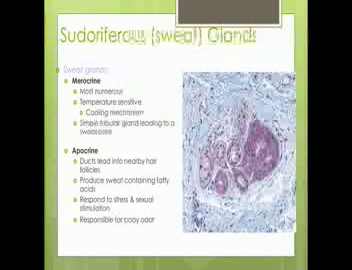So as I said, we'll discuss sweat glands first. Sweat glands can be broken down into 2 types, merocrine and apocrine. Merocrine sweat glands are the most numerous type of sweat gland found throughout the body. And the merocrine sweat glands are really just a long tube that is leading to the surface of the skin. And it's what's going to excrete sweat.